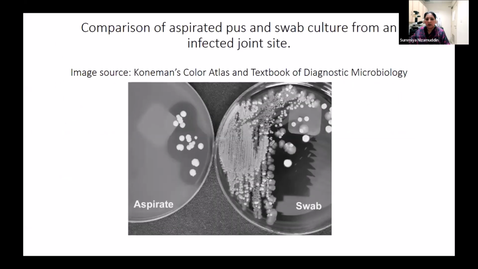This is just an example to show you the difference between pus aspirated from an infected joint versus a swab taken from the top of an infected joint. You can see the difference, which is very helpful to us in the lab. The plate on the left shows you the actual cause of infection, only the cause of infection is growing, and the plate on the right has 2-3 different types of organisms growing in it. In this scenario it becomes difficult for us to identify what is the cause of infection and what is the contaminating flora.